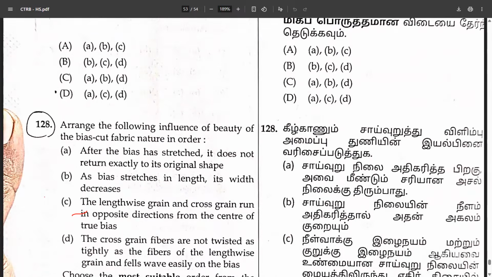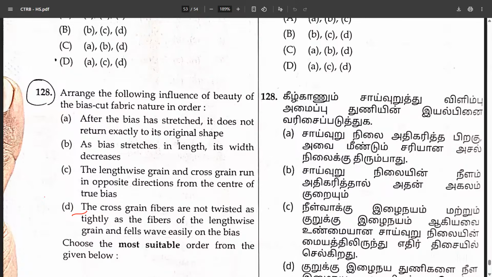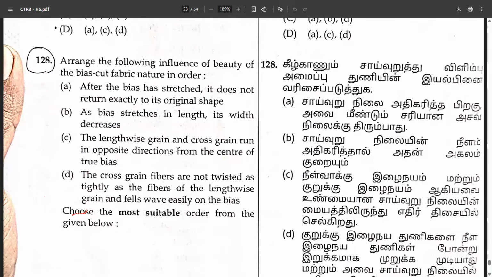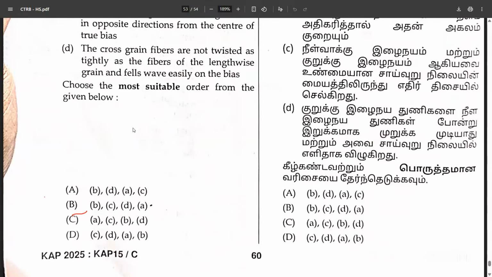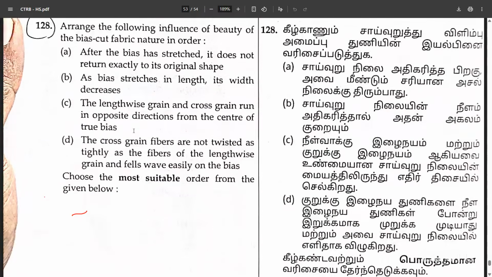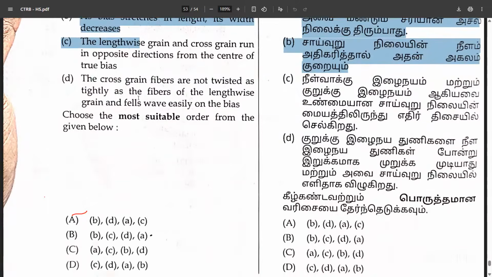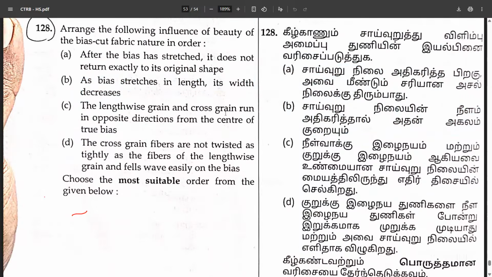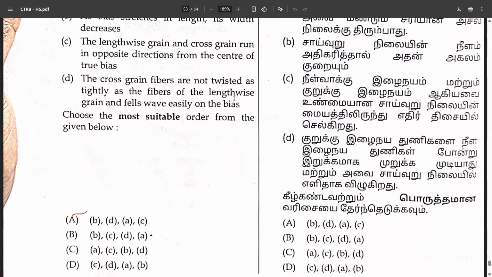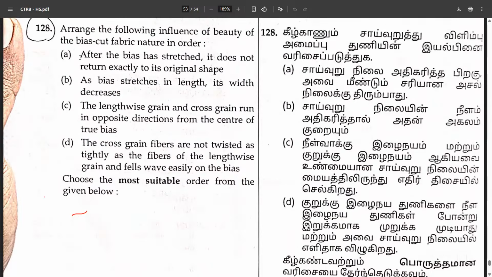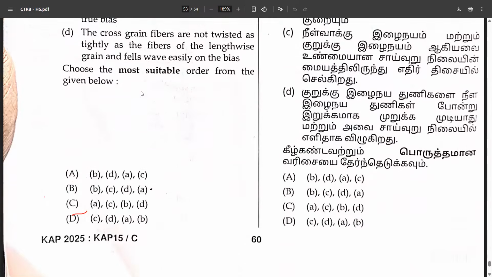Then the 128th question is: arrange the following influences of the beauty of the bias cut fabric nature in order. So here the correct sequence will be: first, as bias stitch is lengthened with the width decreased. Then there will be C, the lengthwise grain and cross grain run in opposite directions from the center to true bias. Then the cross grain fibers are not twisted or tightened as the fibers from the lengthwise grain, and fall or wave easily on the bias. Then we have A, after a bias is stretched, it does not return exactly to its original shape.